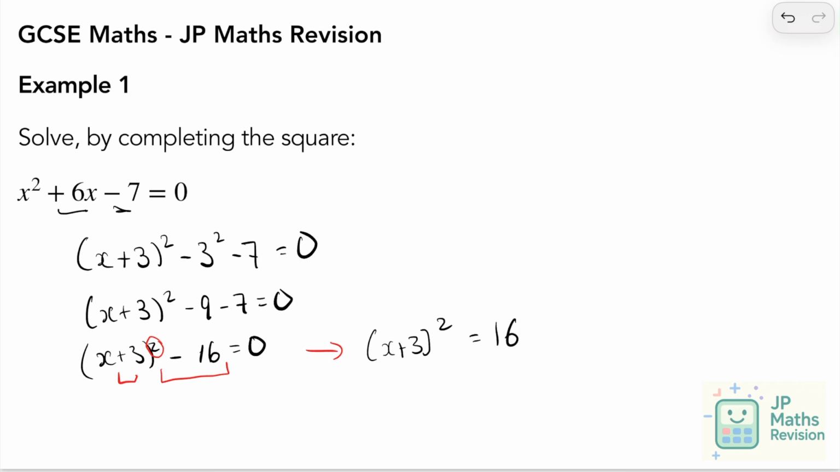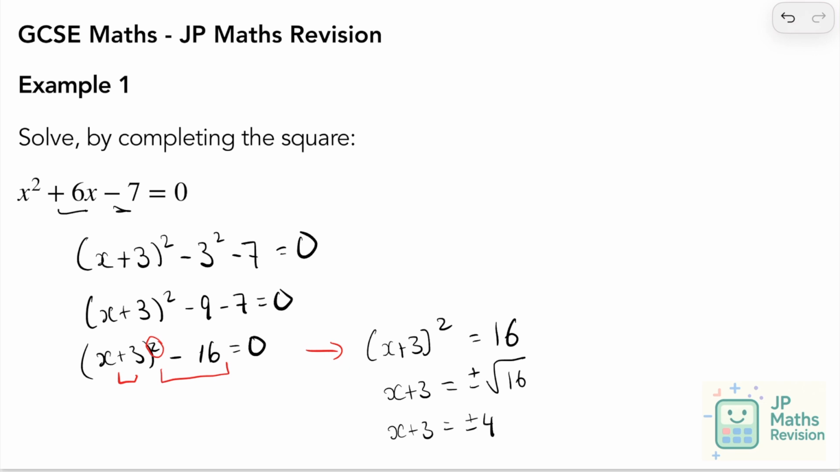Then we need to get rid of this squared. The opposite of squaring is square rooting. So we end up with x plus 3 equals the square root of 16, but it's not just the square root of 16, it's plus or minus. All squares have two square roots, a positive one and a negative one. So we have x plus 3 equals plus or minus the square root of 16, which also happens to be 4. So we have x plus 3 equals plus or minus 4.